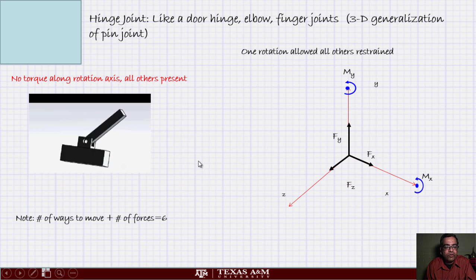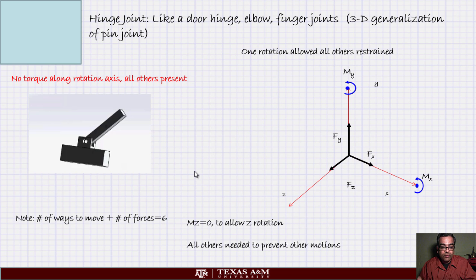So the number of ways in which it can move is called degrees of freedom. So degrees of freedom plus number of constraint forces must add up to 6. That's the idea. Okay. So this is a hinge joint. This is what your door hinge, elbow joints, finger joints, all of these things have. They have 5 different constraints and one motion that's allowable. Okay. That's how it works.